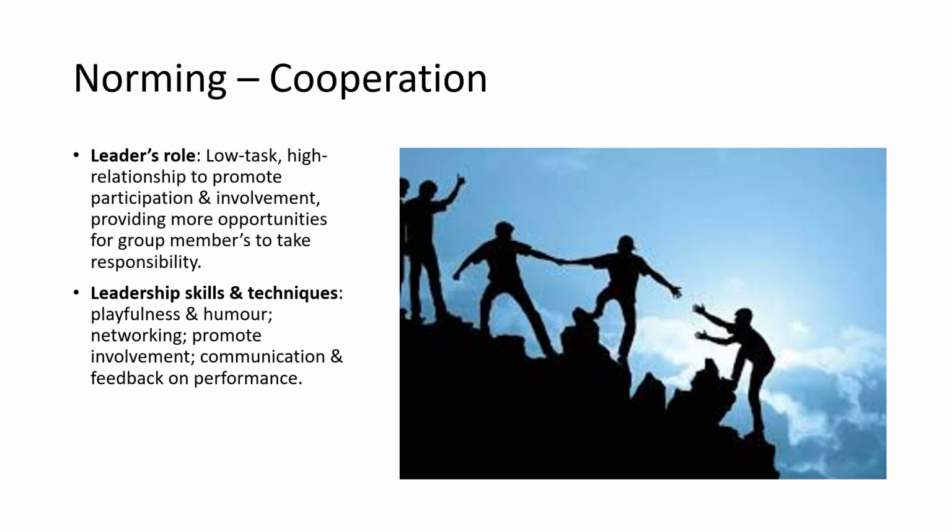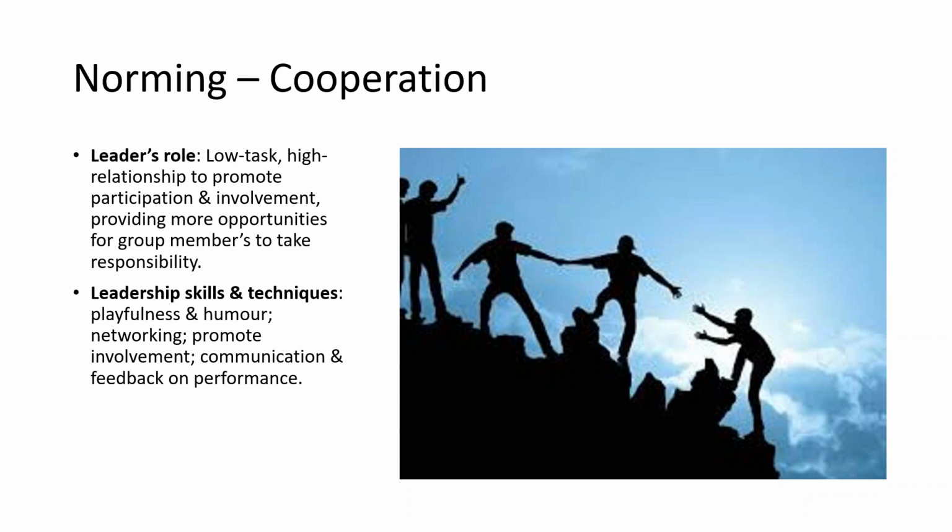And if you get to the norming stage, you've got low task, high relationship. Now that might seem a bit strange to you, but what you're trying, and of course this is the big mistake that leaders make, is they spend too much time at this norming stage trying to get the tasks to be achieved at a higher standard.